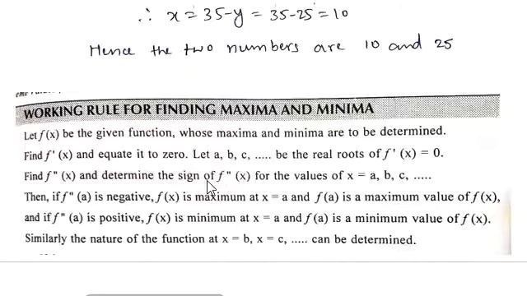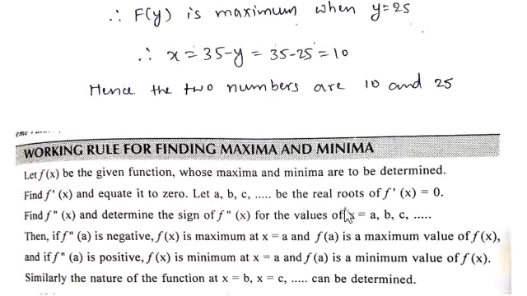So suppose a, b, c are the roots for f dash x equals to 0. After that, find f double dash x and determine the sign of f double dash x for the values of the roots a, b, c. Suppose a is one root, b another root, and c another root. Then f double dash a means substituting the root a in the second derivative, and if you get it negative, then f of x is maximum at x equals a, and f of a is the maximum value of f of x.